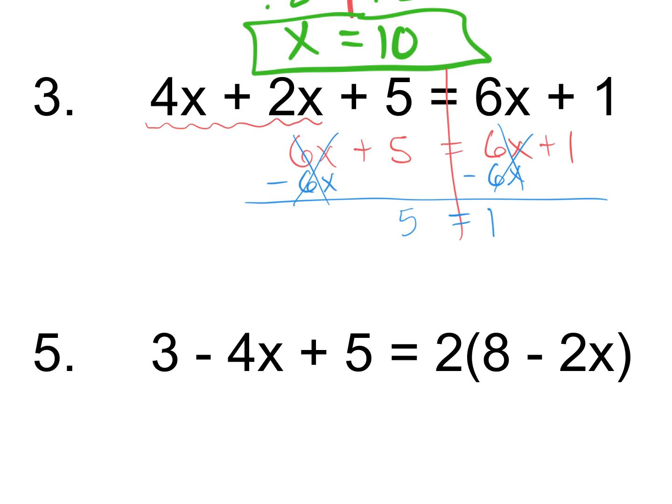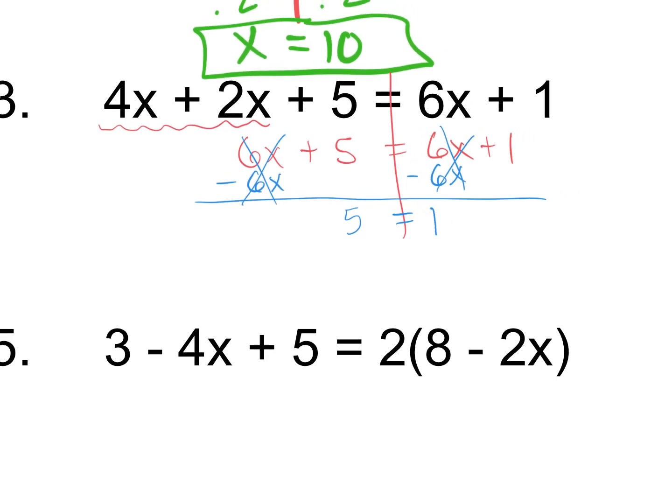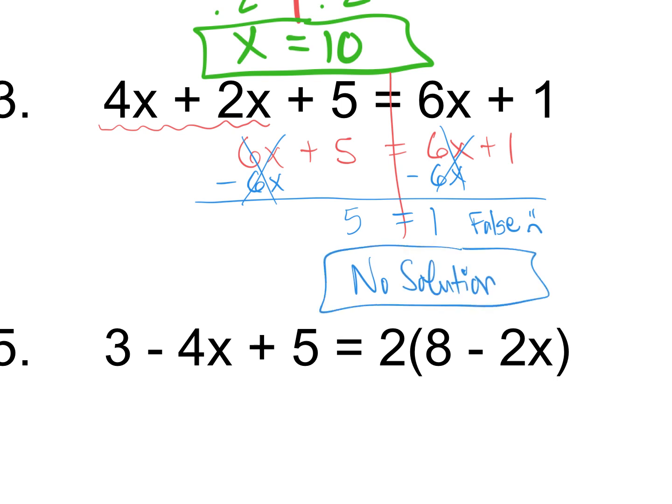And we're going to read this. Does 5 equal 1? Is that true or false? This is false. Right? So then what is our answer when we have a false statement? That means there's no solution. What does that mean? There is not an x I can put into the equation to make both sides equal.